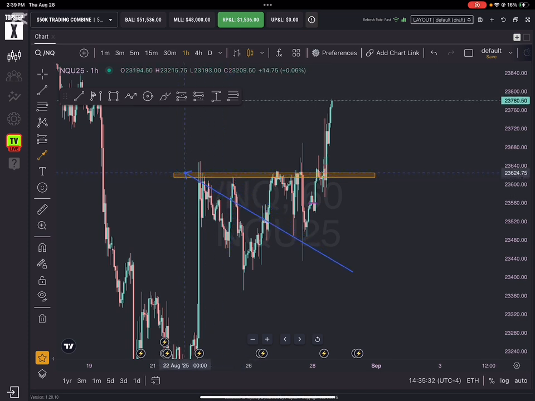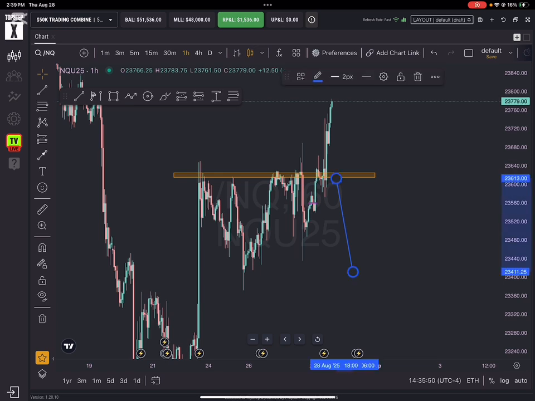It's like a roof. It's like a ceiling, okay? Every time it touches the ceiling, it starts dropping down. Comes back up to it, drops down. Comes back up to it, drops down. Until eventually we do go through. Okay, so this is just it, guys. This is a key level.